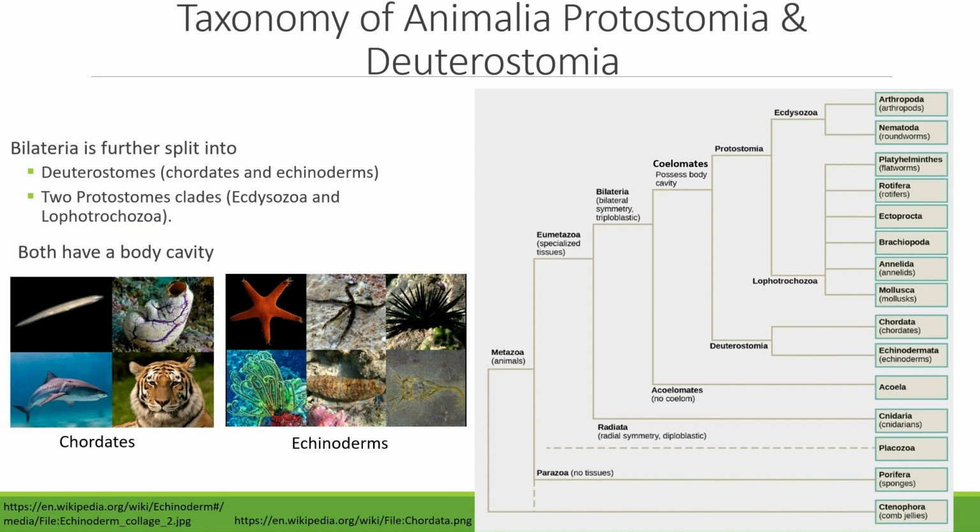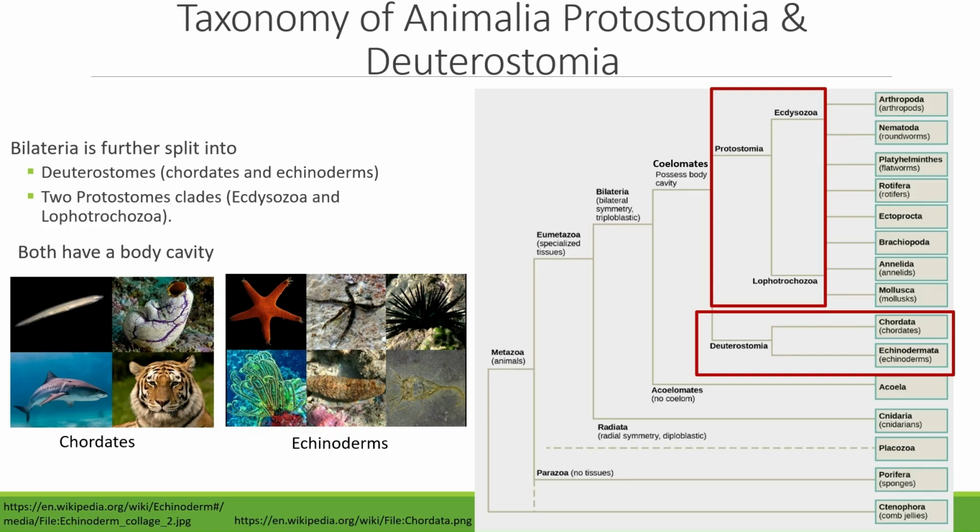Within Bilateria, developmental differences produce two major lineages that have a body cavity: protostomes and deuterostomes. The deuterostomes include the chordates, which are the animals we are probably most familiar with, such as mammals, lizards, reptiles, birds, etc., but also a group called the echinoderms, which includes also some familiar animals such as starfish.